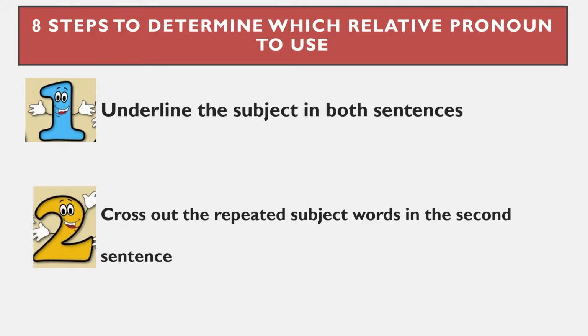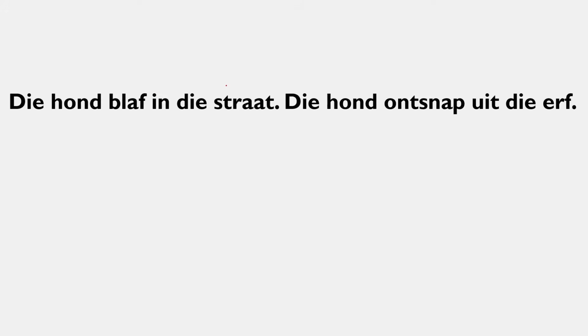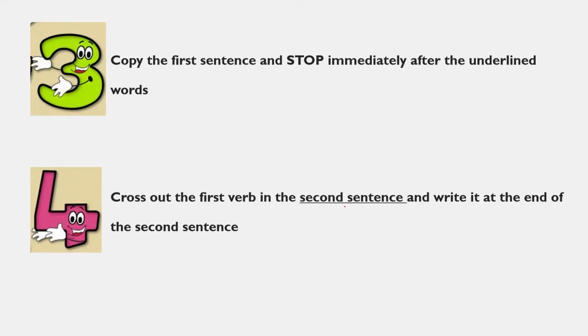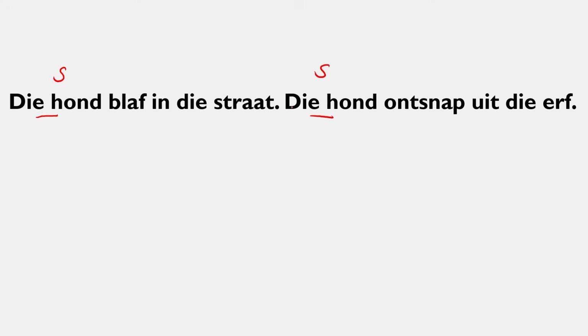So step 1, underline the subject in both sentences. So what are our sentences? Die hond blaf in die straat, die hond ontsnap uit die erf. So die hond is the person or the animal in this case that's doing the barking and the escaping. So die hond is our subject. So we've underlined it, right? Step 2, cross out the repeated subject words in the second sentence. So what is our second sentence? This is our second sentence, so we're going to cross it out. Right, why are they telling us this?